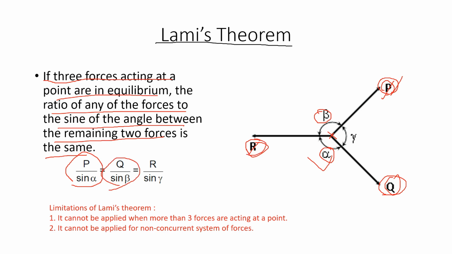And then last is R. So what is the angle made by the other two forces? That is P and Q, angle gamma. So R upon sine gamma. This ratio will be equal. Okay, this is very similar to the sine rule.